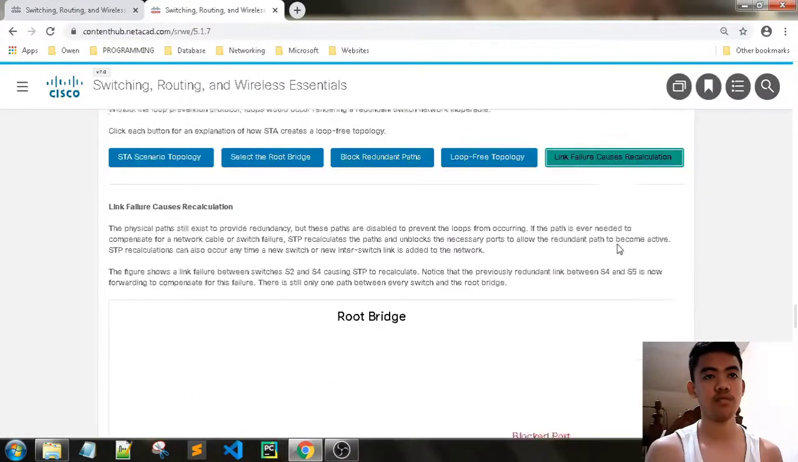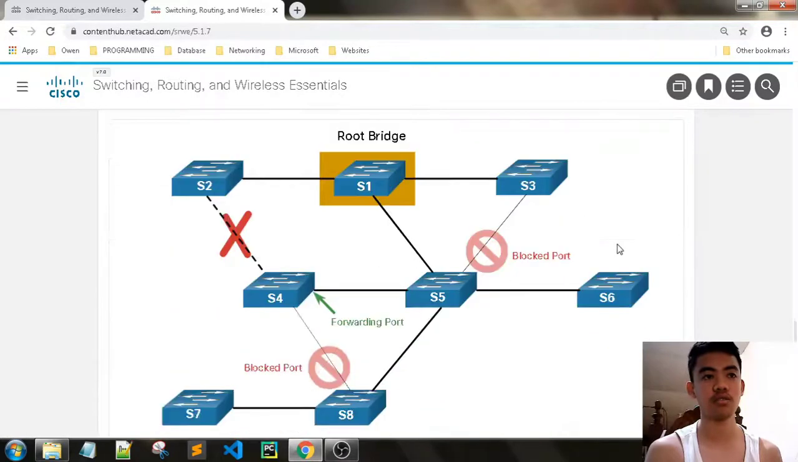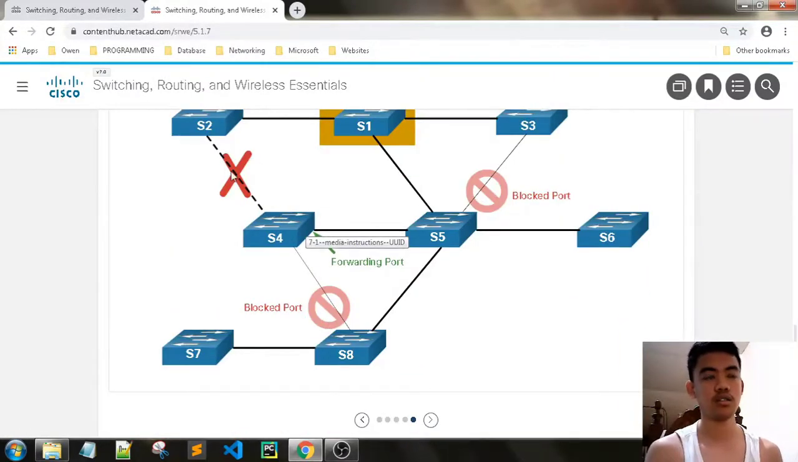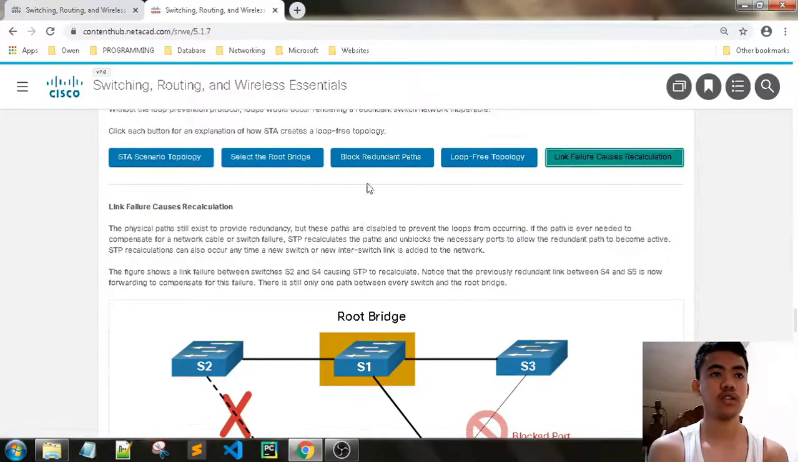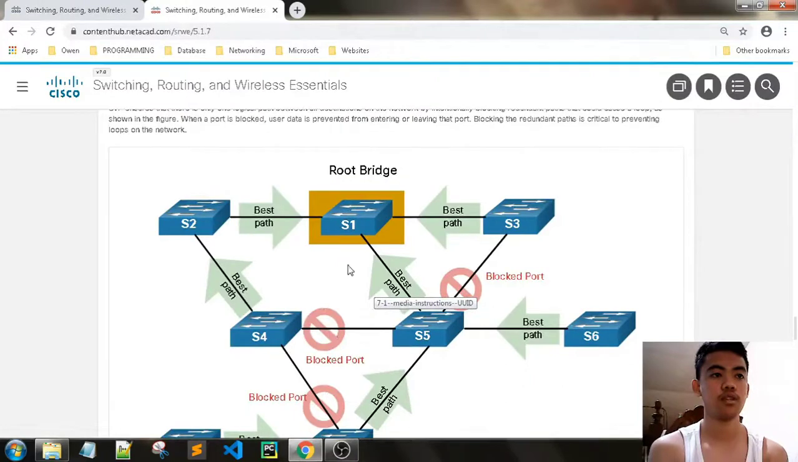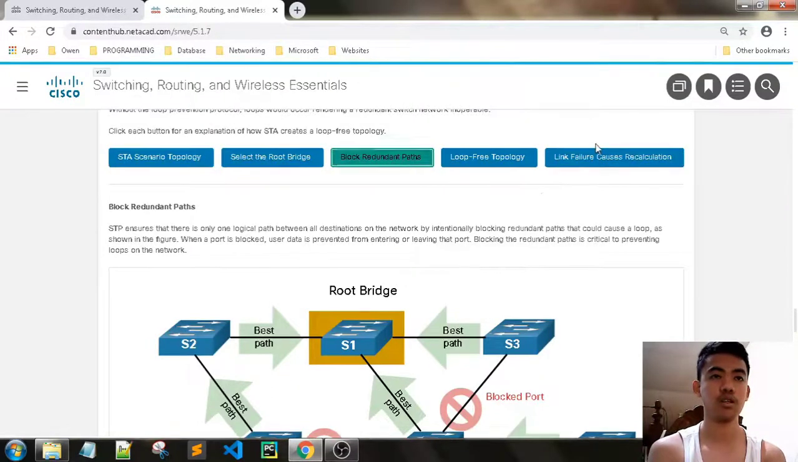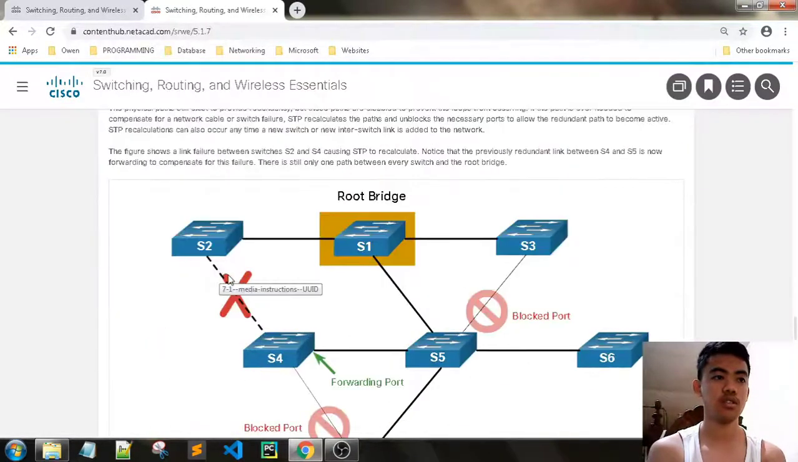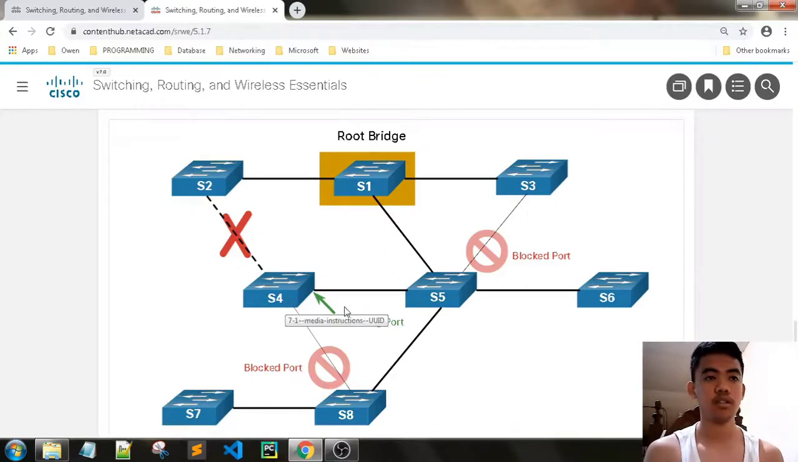The link failure causes recalculation. Whenever a link fails, we have a recalculation, as you can see in the last example here. We have the link from S4 to S5, and it is blocked. Whenever this path fails, STP recalculates the topology and opens the blocked port.